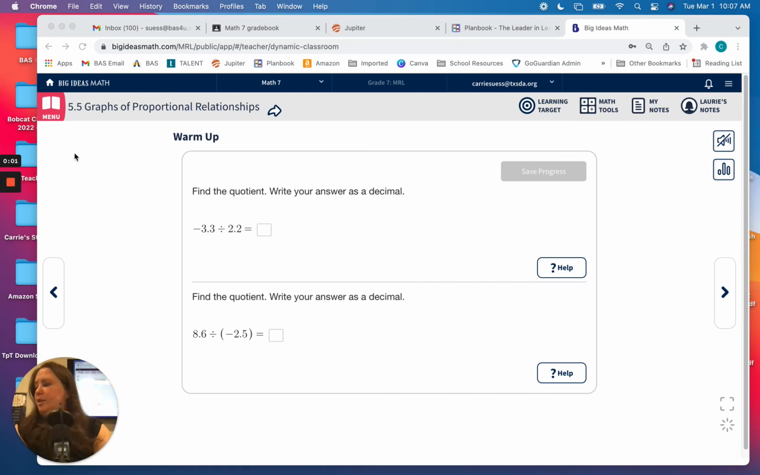Okay, 7th grade, you should be doing lesson 5.5 warm-ups. Go. This lesson, we're going to graph proportional relationships. Find the quotient. What does quotient mean? Answer of a division problem. Thank you, answer of the division problem. So you're dividing these. Negative 3.3 divided by 2.2, and you're writing it as a decimal.